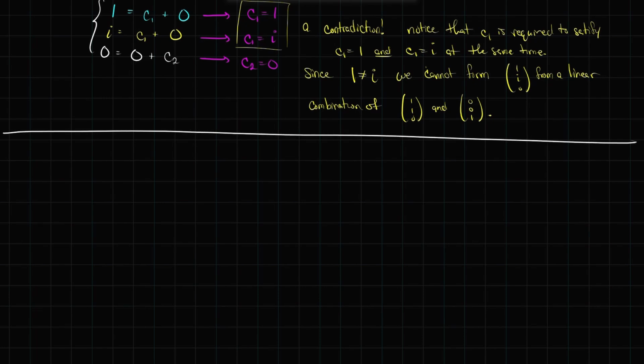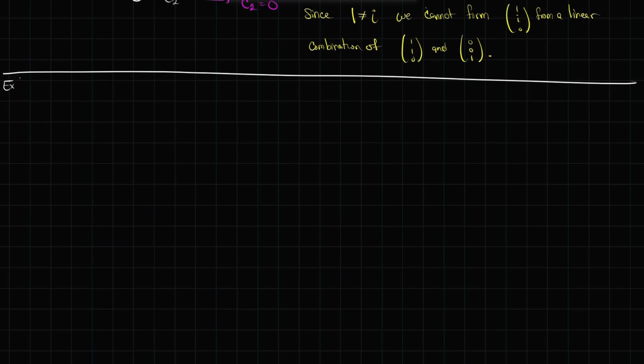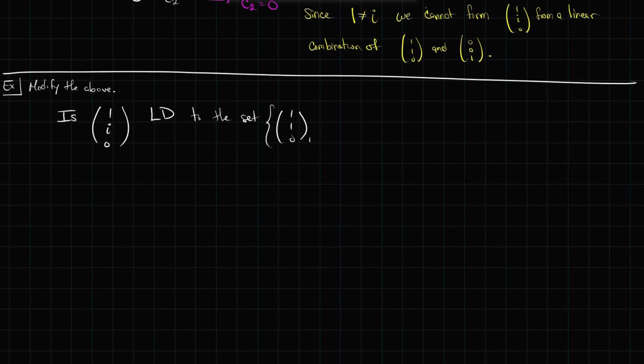That one was perhaps a little too easy, so let's consider a modified version of the above. Let's modify it by asking, is the vector (1, i, 0) linearly dependent on the set of vectors (1, 1, 0), (0, 0, 1)? So these were the same two as before. But let's add another vector here, (0, 1, 1), and see whether or not that changes anything.